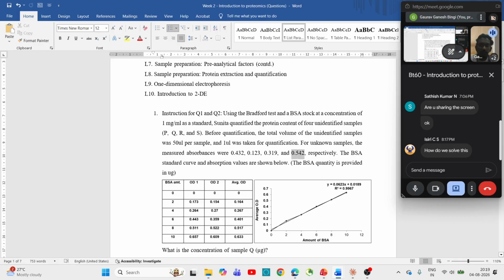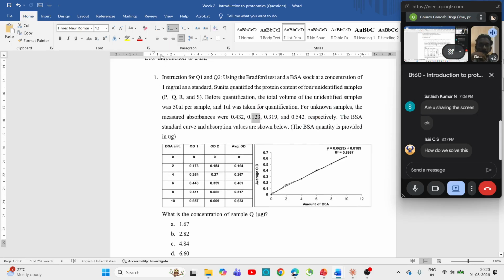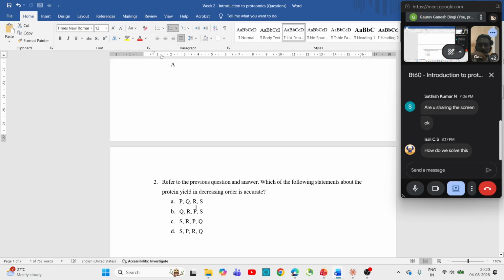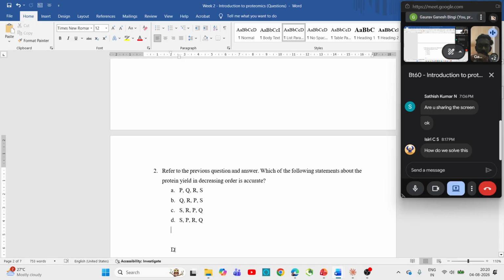So it is 0.5 first, which is S, then P, then R, and Q. So it is S, P, R, Q as per the OD: 0.5, 0.4, 0.3, and 0.1. In this, option D is the one which gives you the correct decreasing order. So the answer is D. Fine.